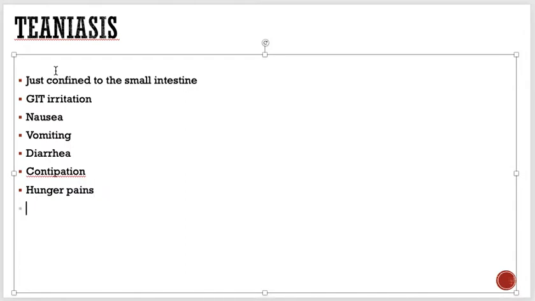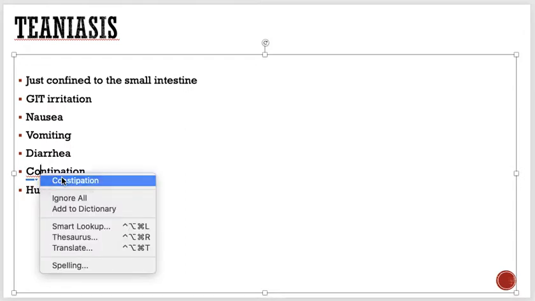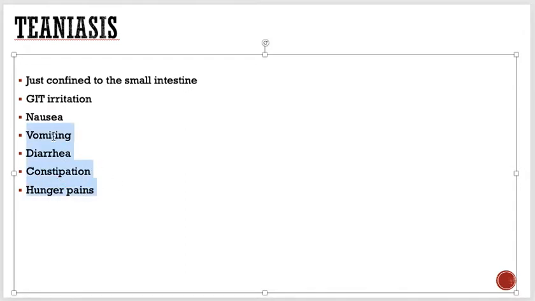Just typical symptoms of the GIT will be there, okay? Now, a very important clinical finding: these features are more common with the infection from Taenia saginata, okay? So, GIT symptoms are more common with Taenia saginata.